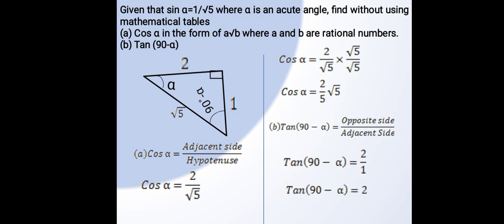Given that sine alpha is 1 all over the square root of 5, where alpha is an acute angle, find without using mathematical tables: A. cos alpha in the form of a into the square root of b, where a and b are rational numbers, and B. tan of 90 minus alpha. Now, for this question, we need to sketch a right angle triangle. You can see the one I've drawn there.